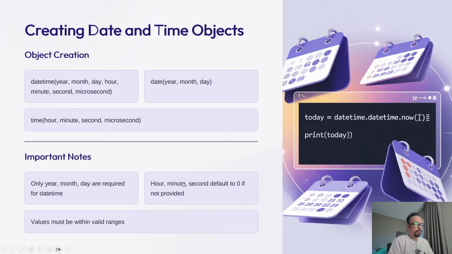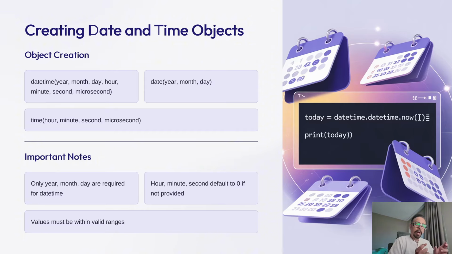Suppose when I say date dot now, it is going to give me the date. If I give time dot now, it is going to give me the time. Now we have two different objects, and if we want to combine both of them and bring together the entire version of date and time, it can be done by using datetime.combine.